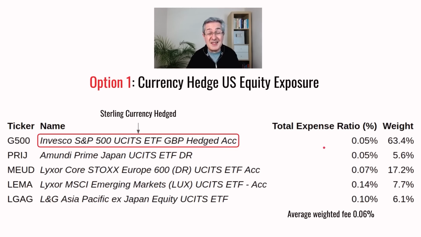The fee is only 0.05% despite the hedge. And you can see I've also tried to choose other funds which are very cheap, such that the overall fee for the portfolio is just 0.06%. So in other words, what you've done here is you've reproduced a global index, but you've sterling hedged the dollar exposure. So if the dollar does weaken, it's not going to affect your returns.